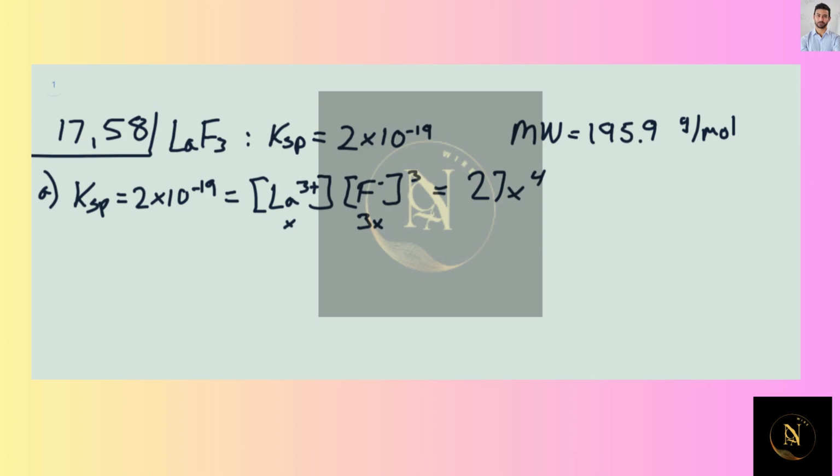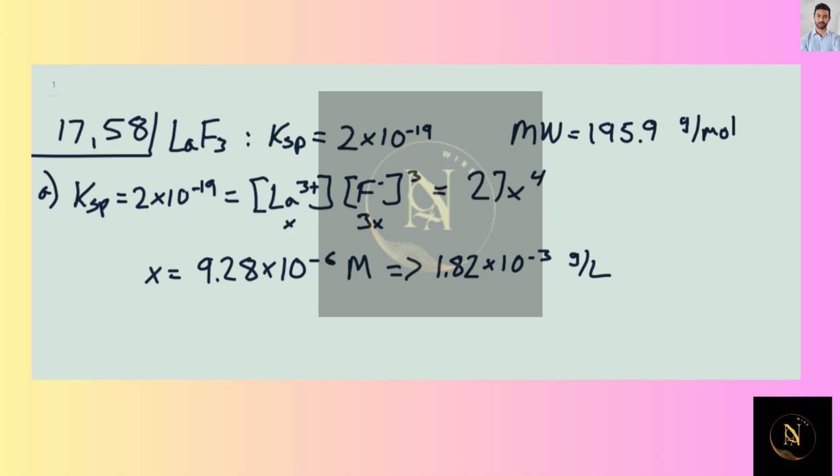So we have to divide both sides by 27 and take the fourth root, and then we get x is equal to 9.28 times 10 to the minus 6 molarity. And if we multiply by the molar mass, we can get the solubility in grams per liter, which is 1.82 times 10 to the negative 3 grams per liter.